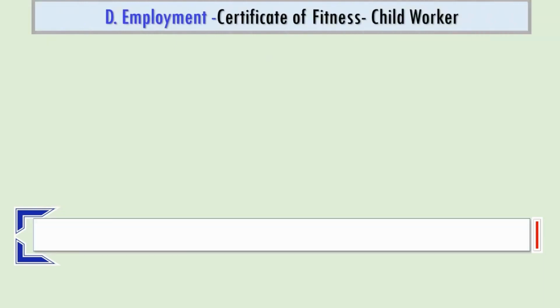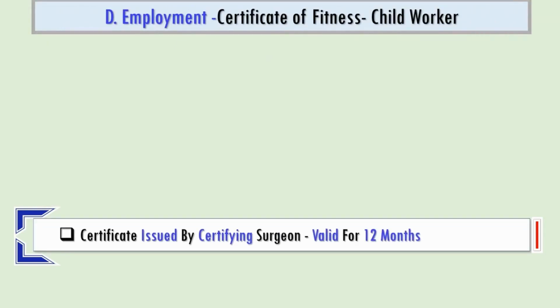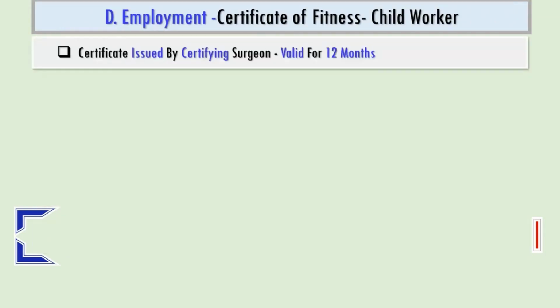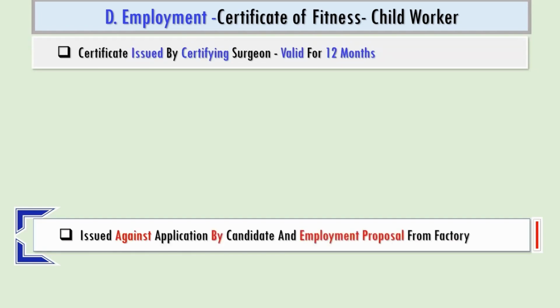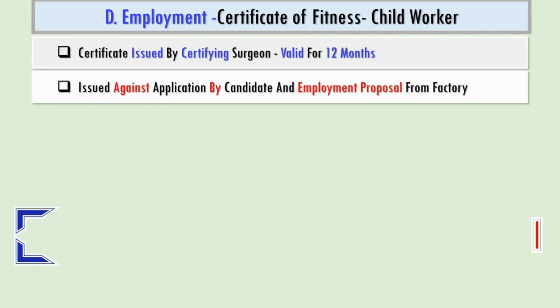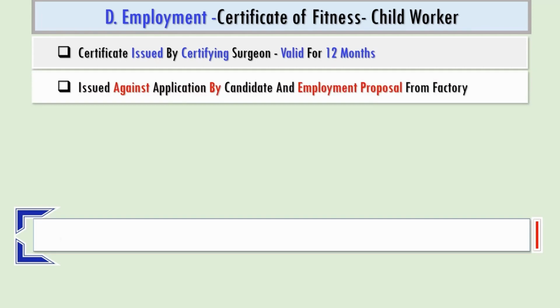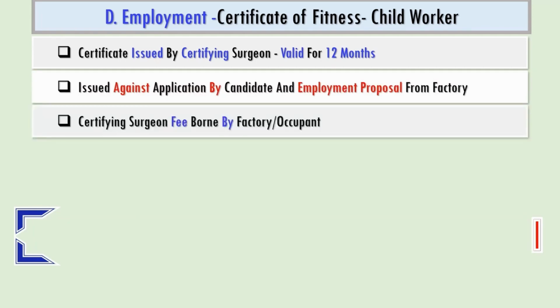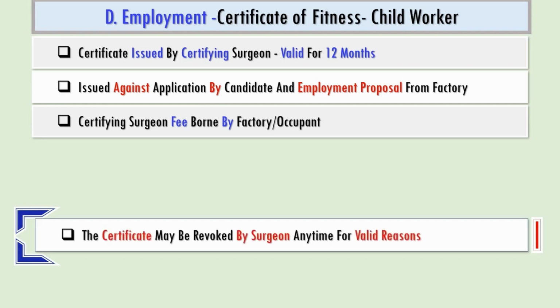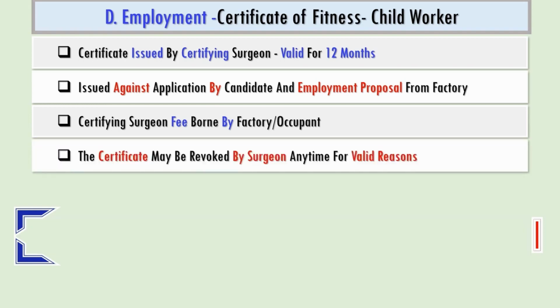A certifying surgeon issues the certificate of fitness to the child worker, and it will be valid for 12 months. It is issued against an application by the candidate along with the employment proposal from the factory. The certifying surgeon's fee is borne by the factory or the occupant, and the certifying surgeon may revoke the certificate of fitness at any time for valid reasons.